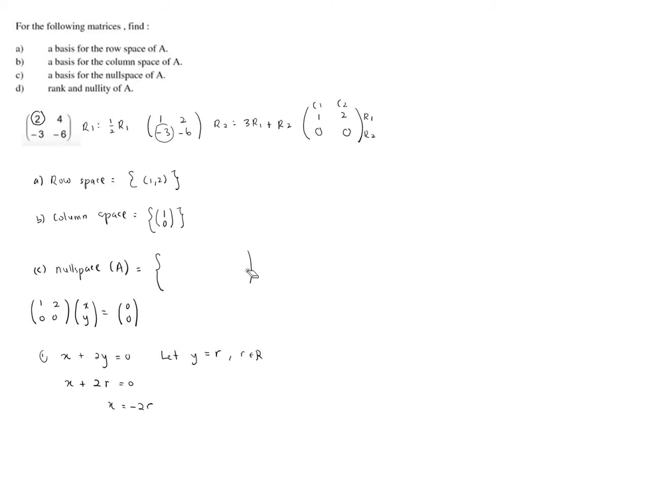Saya lupa nak tulis xy. Okay, sebab ni adalah x and y. X and y equal, x is negative 2r and y is r, or we can factorize r, so negative 2, 1, and r is real number.